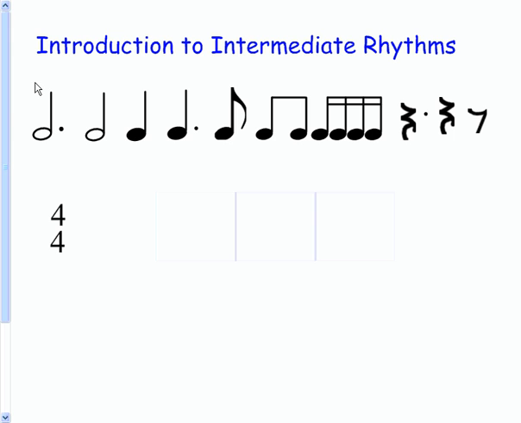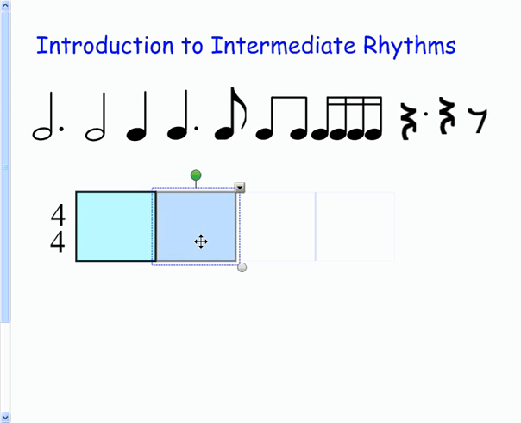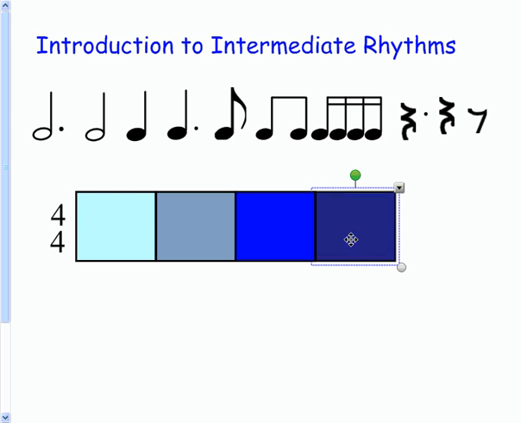Okay. In the intermediate rhythms, we will be going over the dotted half note, quarter note, dotted quarter note, single eighth note, paired eighth notes, 16th notes, dotted quarter rest, and the eighth rest. So a lot of stuff in this one. Okay, we are still going to work with our same basic structure of using 4 beats to be able to work on our rhythms.